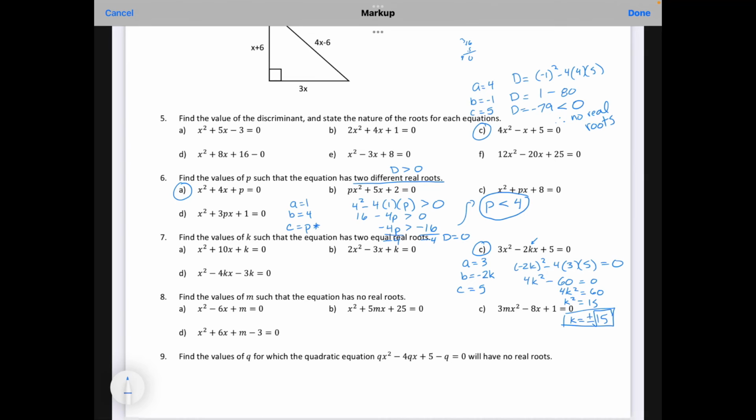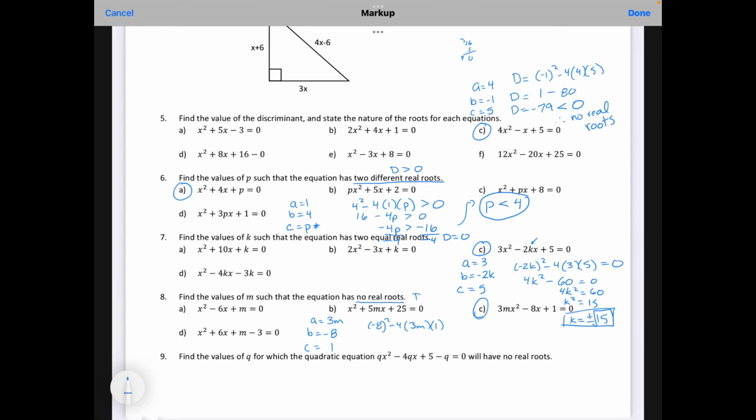Last one, let's look at, let's see, let's try this one with an A value. So we'll try C again. Here, I'm starting off the same way. I'm identifying my A value, which is 3m, my B value, which is minus 8, and then my C value, which is 1. And then I'm going to set up my expression for the discriminant. So B squared minus 4AC.